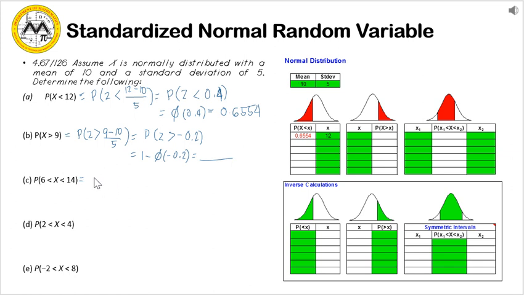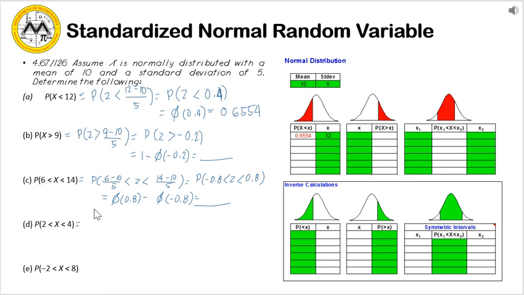While for this one, we have 6 minus 10 over 5 and 14 minus 10 over 5. So 6 minus 10 is negative 4, so this is negative 0.8, and then 14 minus 10 is 4 over 5, which is 0.8. So this would be equal to phi of 0.8 minus phi of negative 0.8. Then we can evaluate that.